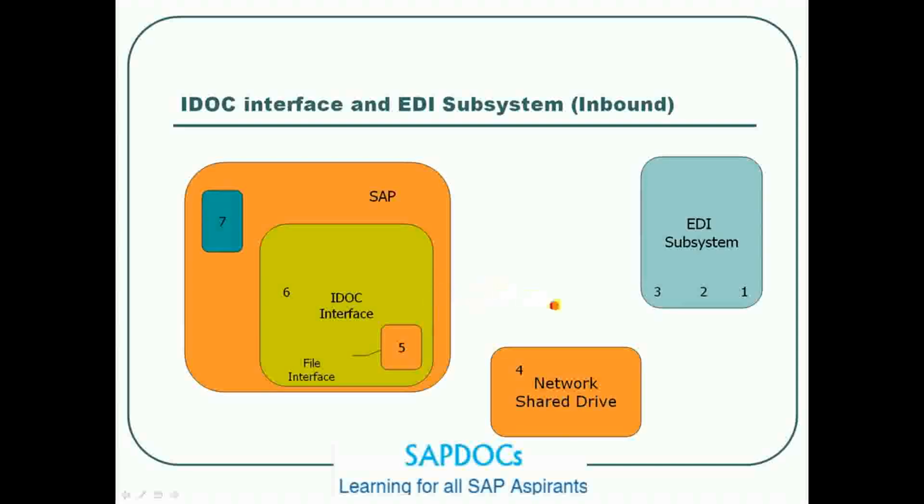Now let's take a look at inbound, which is the reverse of outbound. Here we have the same systems: EDI subsystem, network drive, the IDOC interface, and the application. Please note that we do not have the message control because it's only used for outbound. Let's go to the next slide, which talks a bit more about all these steps. I hope you have a printed copy of this presentation so you can match it up with this flow.